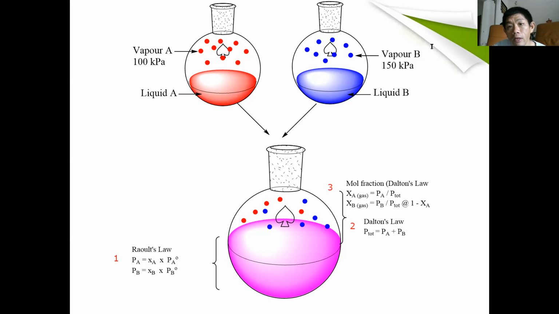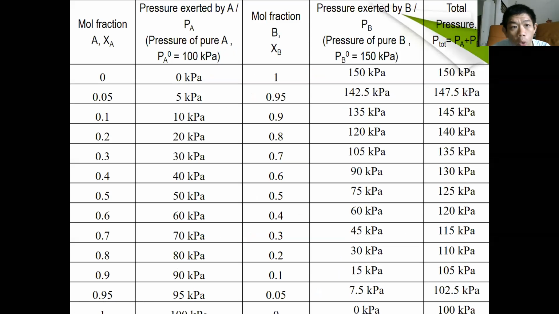Okay. So now we shall have a look at the examples of how to calculate the vapor pressure of A and B and how to get the mole fraction of A and B accordingly. After these 3 laws that we apply, we are going to apply them for a series of different mixtures of A and B at different mole fractions. So this table is trying to tell you what the mole fractions are for different mixtures of A and B.